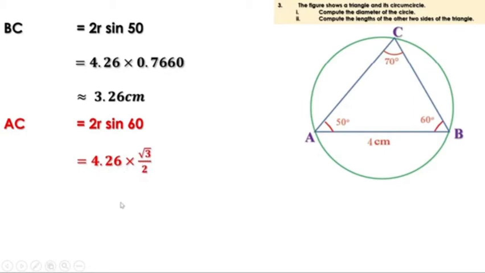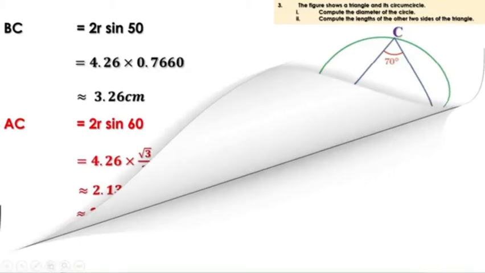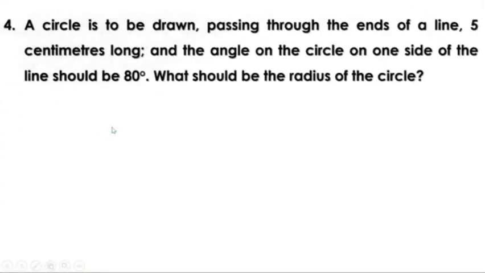4.26 into root 3 divided by 2. 4.26 by 2 is 2.13. 2.13 into value of root 3 is 1.73. So your answer is 3.68 centimeters. In the question, you only need to substitute if the value of root 3 is given; otherwise, writing 2.13 root 3 is also enough.